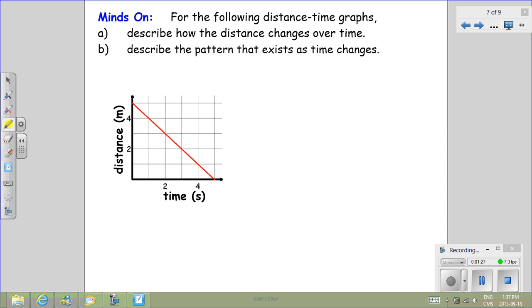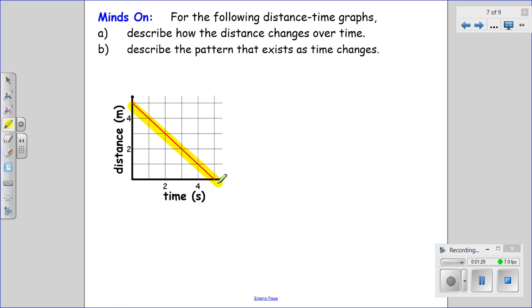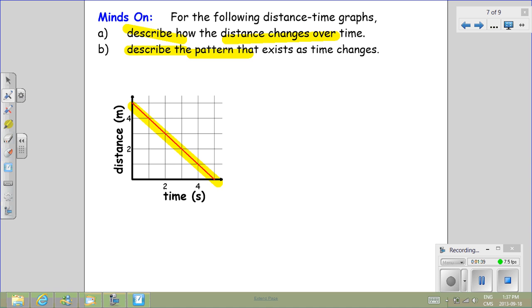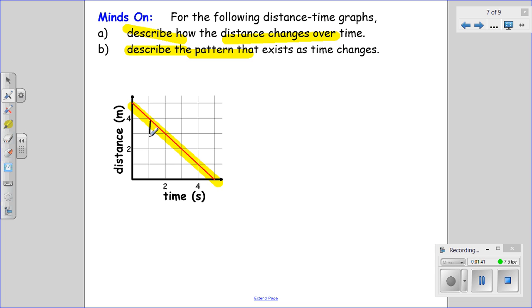And finally, the third one. What's happening here? If I describe how distance changes over time, as time increases, my distance decreased. So what pattern can we see here? If I go down 1 unit, that's -1. I go right 1 second. So if I add 1 second, I take off 1 meter, or I lose a meter.